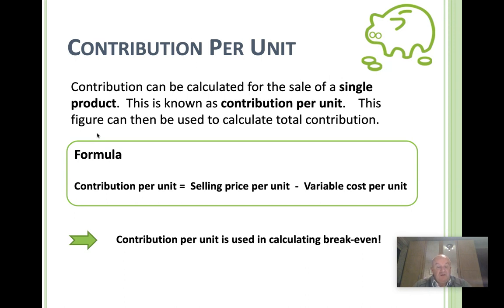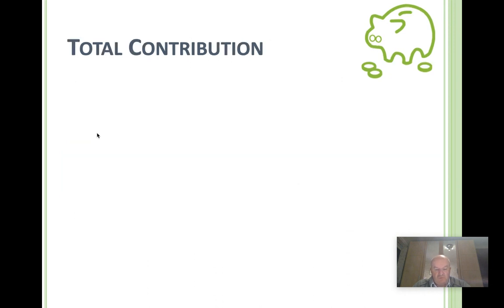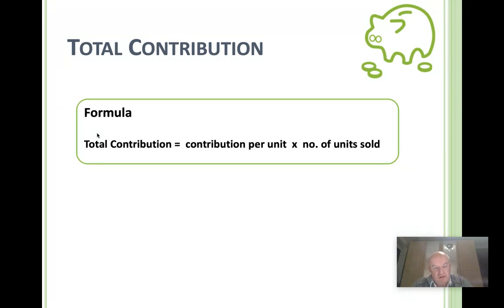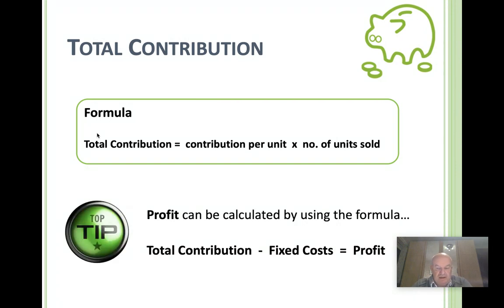Now, if we can calculate the contribution per unit, we can use that to calculate break-even, as we talked about before. And total contribution, though, if we know what our contribution per unit is and the total number of units sold, we can calculate our total contribution. And that obviously can then be used to calculate profit. So if we've taken our contribution per unit and multiplied it by the number of units that we've sold, that's our total contribution. If we then take away our fixed costs, and our total contribution is higher than our fixed costs, we've achieved a profit, okay? So it can be used to calculate profit too.